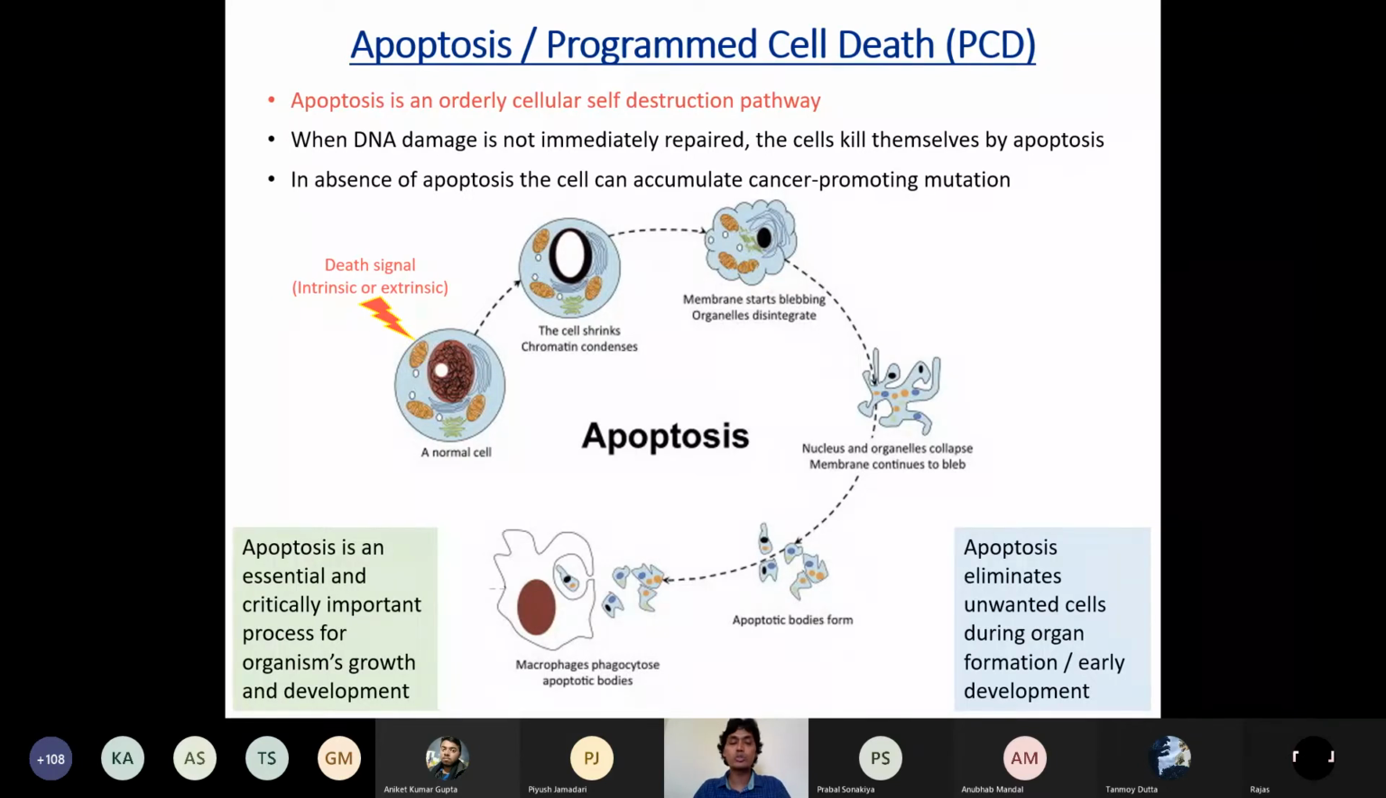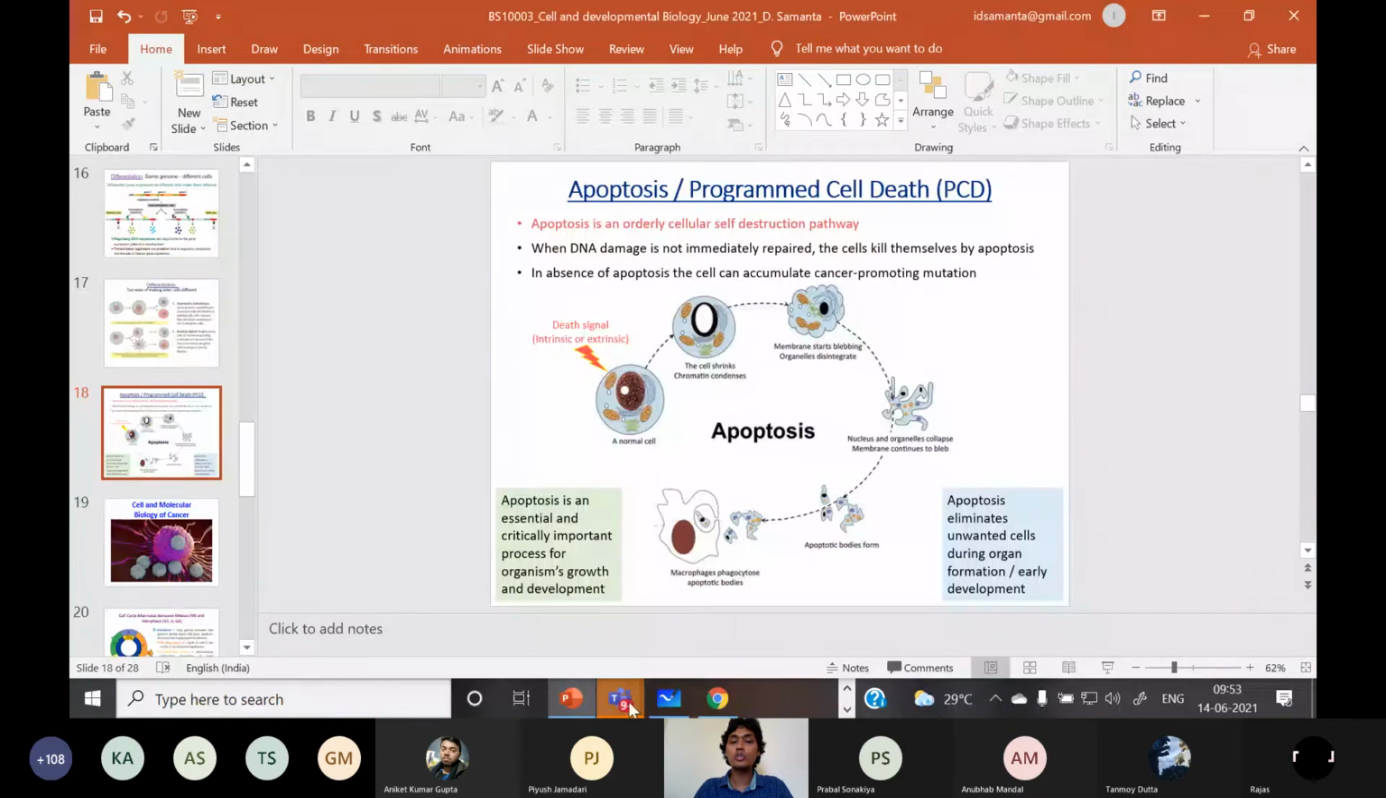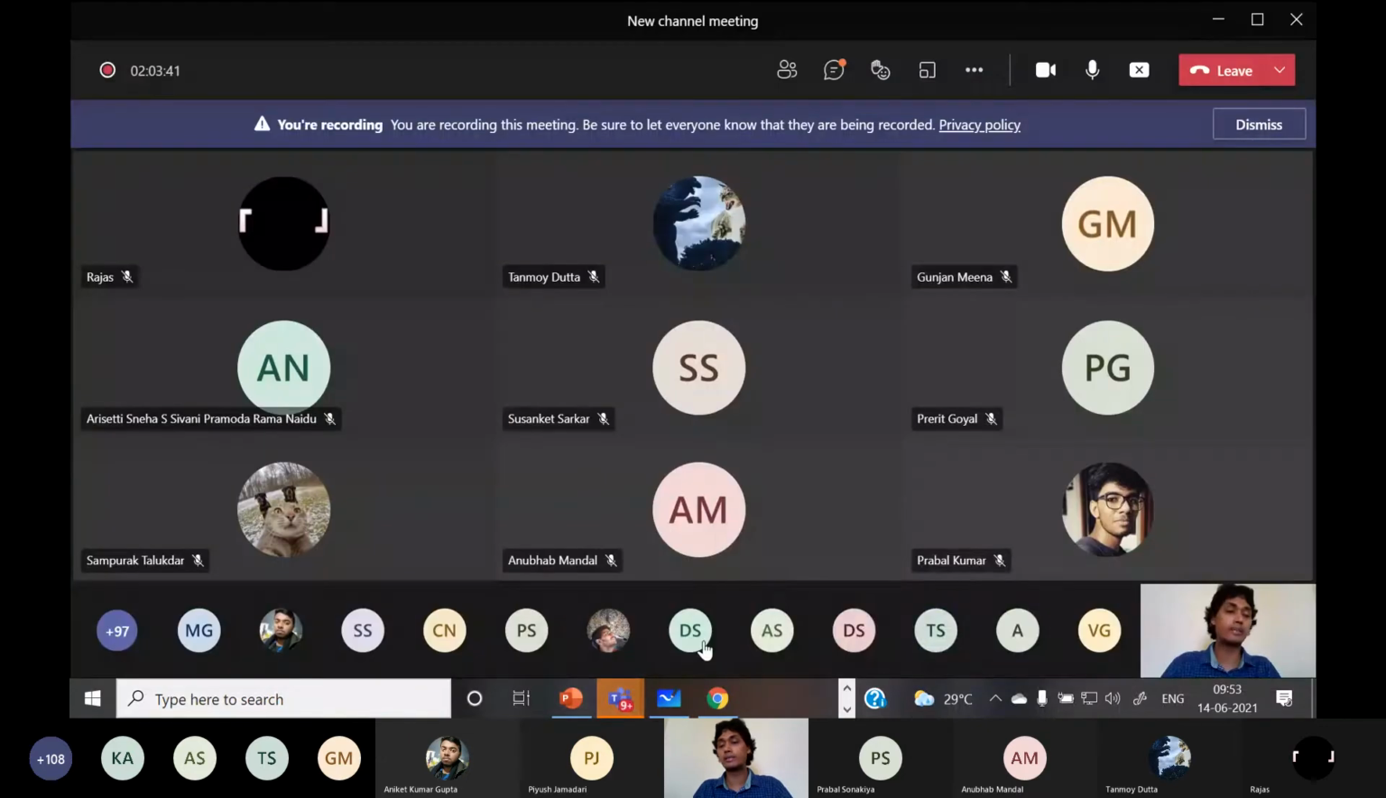So here you should remember that programmed cell death is also very important, just like cell division. Otherwise, if programmed cell death is not there, then we will have a big mass of cells like this, and we shouldn't have different body parts. So during the early stage of development, programmed cell death is happening constantly so that we can develop different organs with different shapes and sizes.